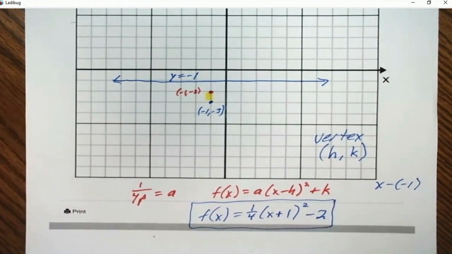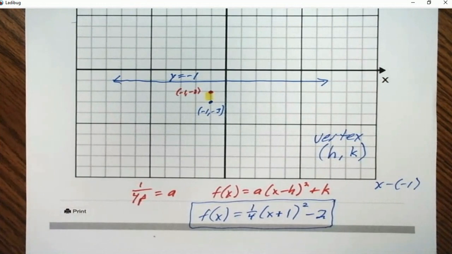Almost. There's still one thing missing from that. Can anyone figure out what it is? Because if I graph that, it's not going to be exactly what we need. It's going to be close.